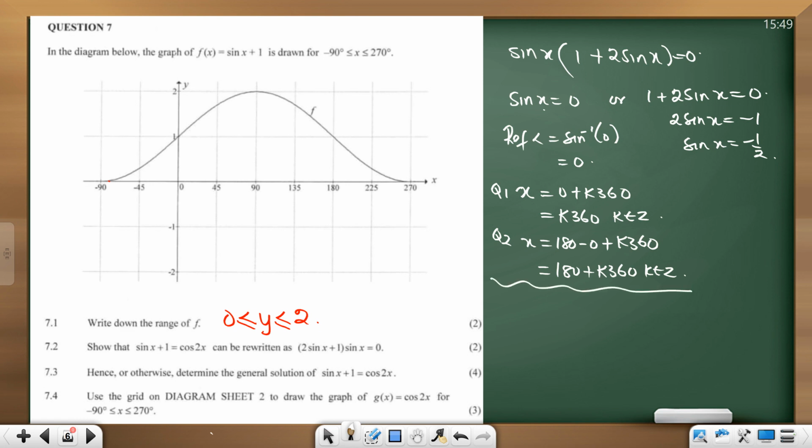Now, if sine x equals negative half, what is your reference angle? I just use my half, and that gives me 30. What is the negative telling me? It tells me which quadrants I'm in, because the negative tells me the quadrant. But you must know what you're doing after that.